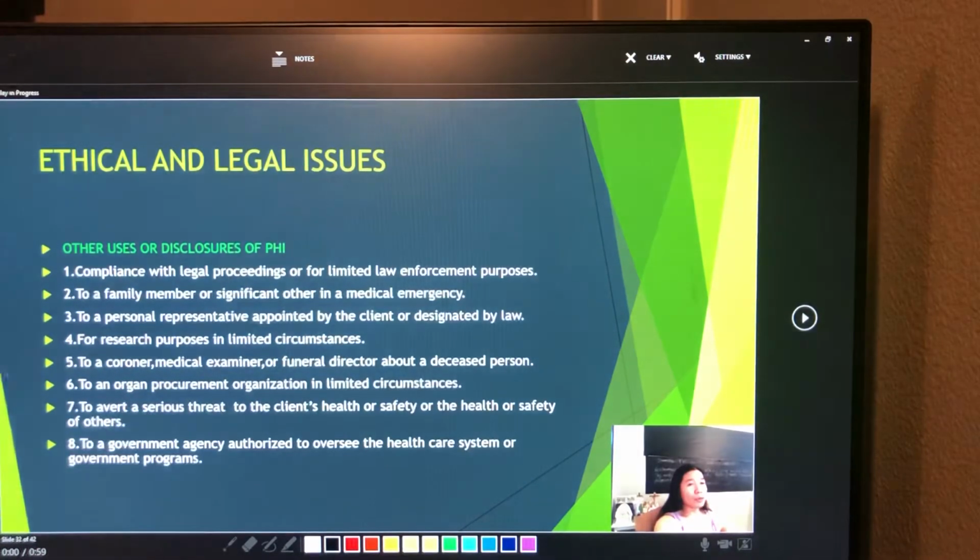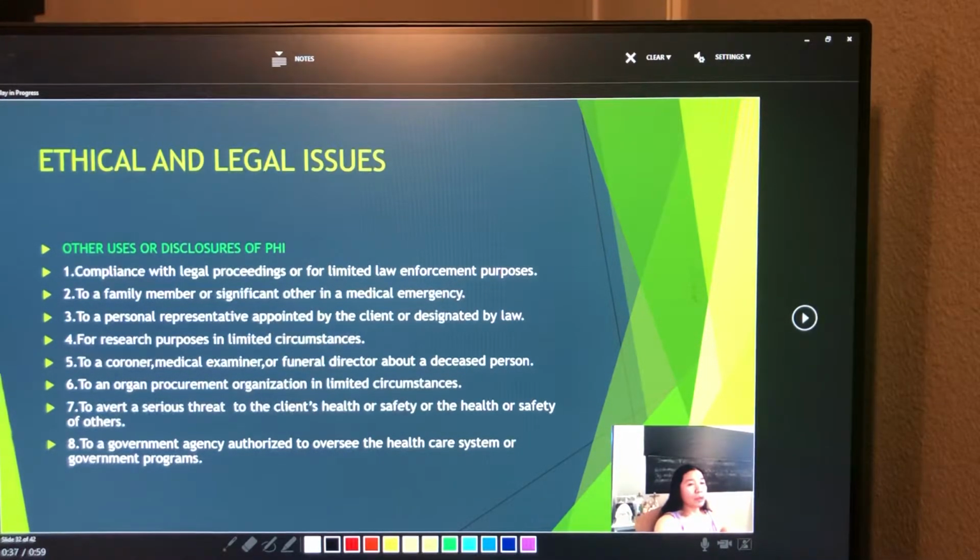Additional use or disclosures of PHI. Compliance with legal proceedings or for limited law enforcement purposes. To a family member or significant other in a medical emergency. To a personal representative appointed by the client or designated by law. For research purposes in limited circumstances. To a coroner, medical examiner, or funeral director about a deceased person.